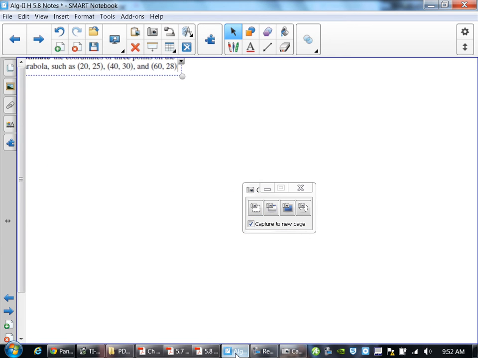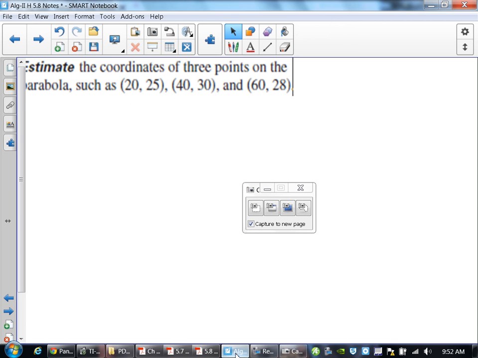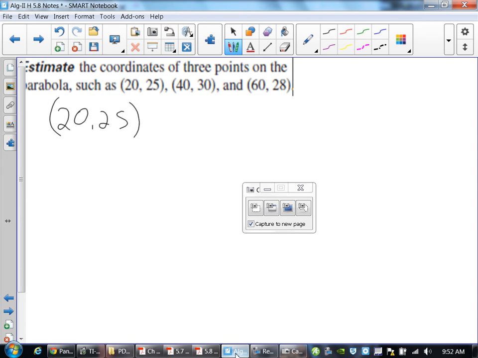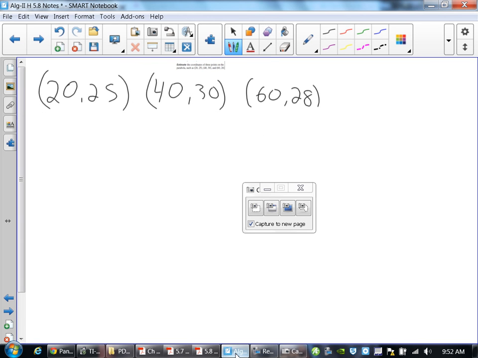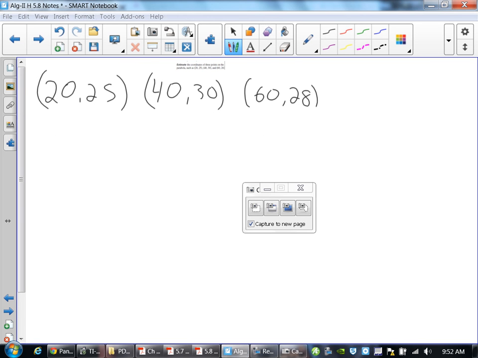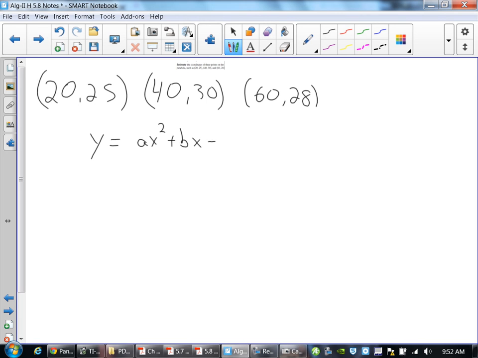So let's use the ordered pairs of (20, 25), (40, 30), and (60, 28). You just pick a random place that they work. Well, I know this one works, so that's why I'm just using this. Remember, you're using this in standard form, so you're using the equation y equals ax squared plus bx plus c.